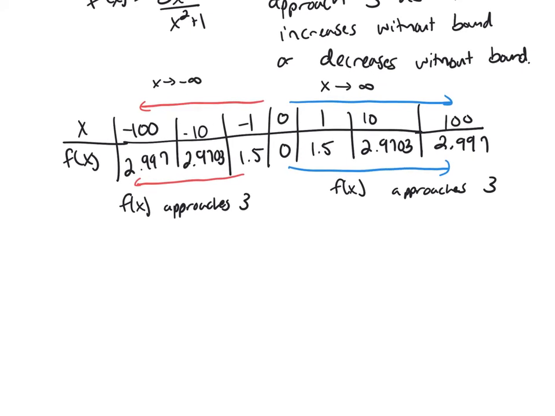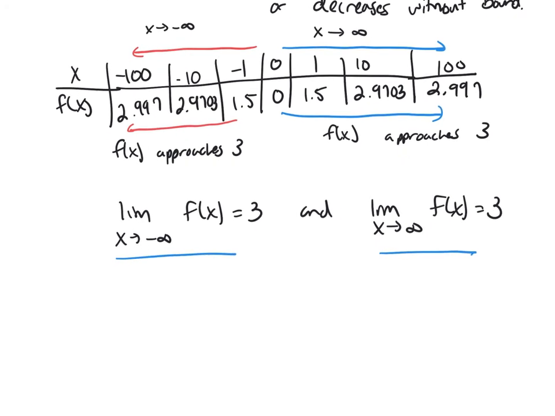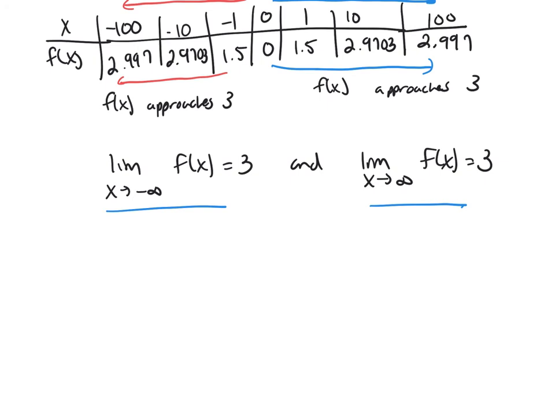So in this case, we would write the limit as x goes to -infinity is 3, and the limit as x approaches infinity is 3. So we would write these two things here. So now that I've computed these limits, we can talk about this definition.